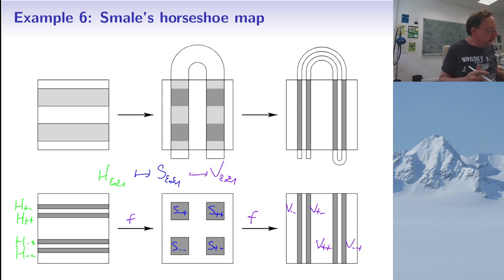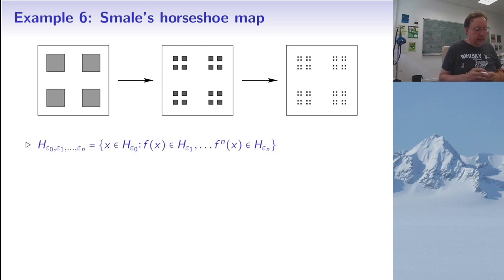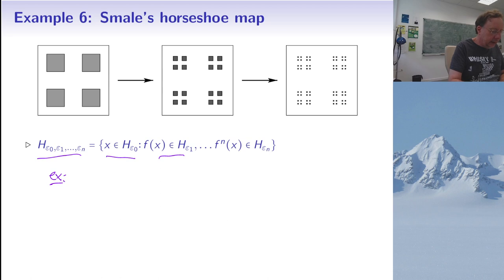So one way of describing it is the following. What I want to show here is that, again, I have an invariant set, which is a Cantor set, but now it's a two-dimensional Cantor set. And the way I can define these sets, so H are the horizontal sets, V the vertical ones, and S the square ones. So let me say that H epsilon naught up to epsilon n, where the epsilons have value plus or minus 1, are the points which start in the horizontal rectangle h epsilon naught and whose image is in h epsilon 1 and so on up to n.